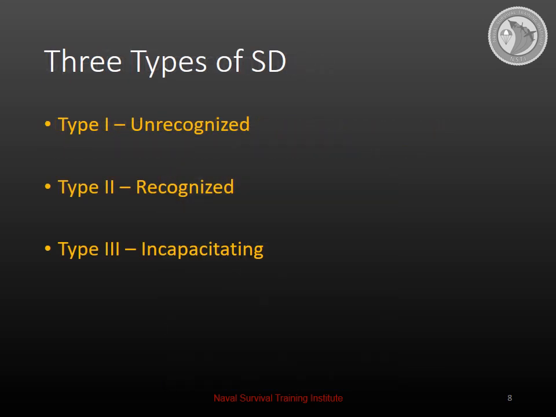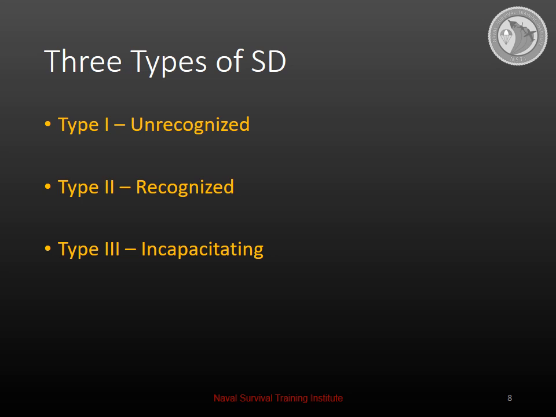So there are 3 types of spatial disorientation. Type 1 is unrecognized. This is where you have that erroneous sense of orientation relative to the Earth's surface, but you don't know about it. Type 2 is recognized, so now you've realized that something is wrong. You may not know exactly what it is or how to fix it, but you realize that I feel this way, but I know that that's not right. And then finally, type 3 is incapacitating. This is a situation where you probably know that something is wrong, but you cannot take action to fix it.